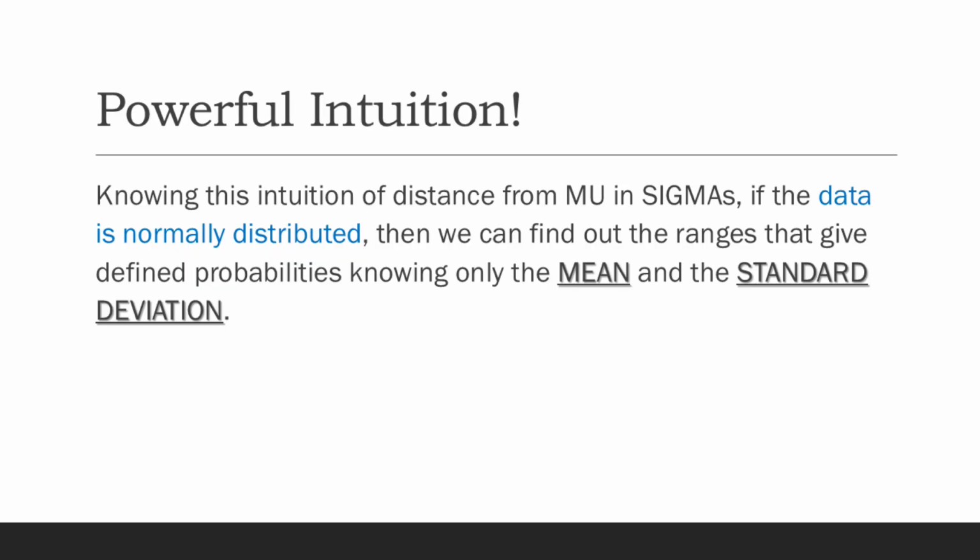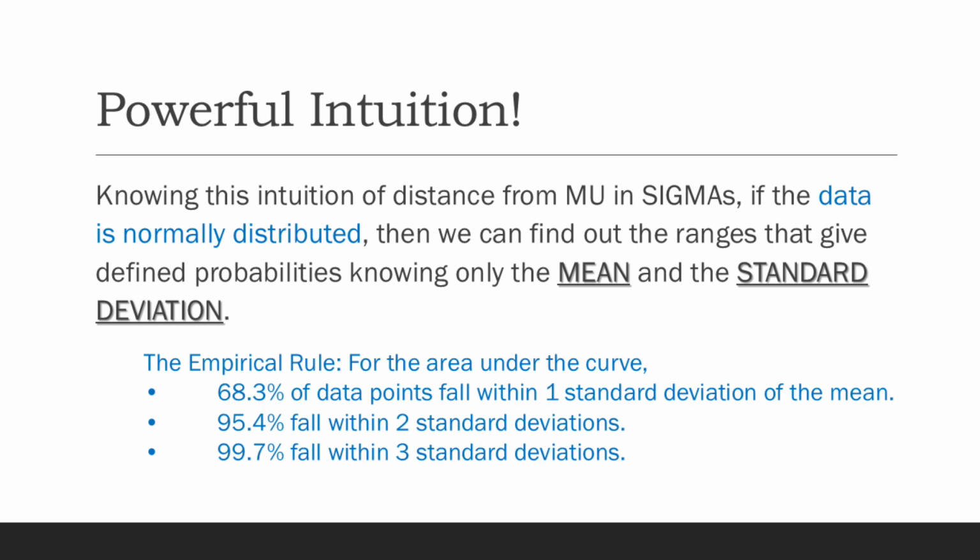Knowing this intuition of distance from mu in sigmas, if the data is normally distributed, then we can find out the ranges that give defined probabilities, knowing only the mean and standard deviation. Again, this is the empirical rule: 68.3% for 1 standard deviation from the mean, 95.4% around 2 standard deviations, and 99.7% falling within 3 standard deviations.